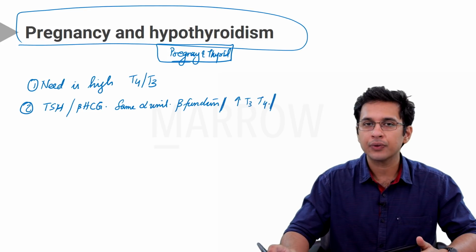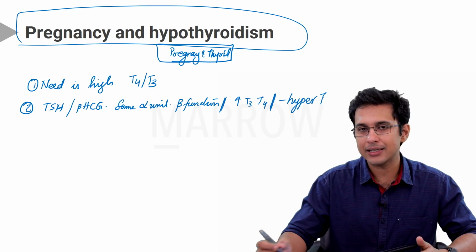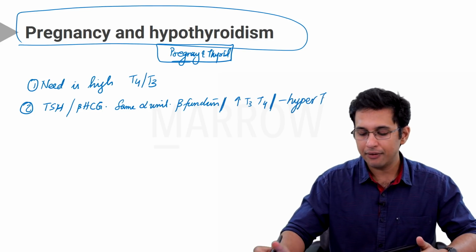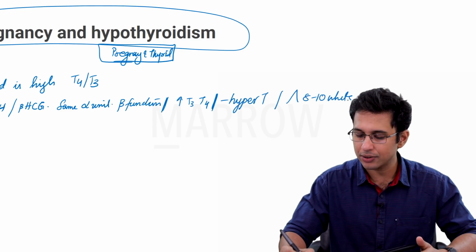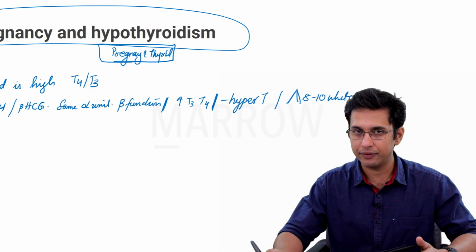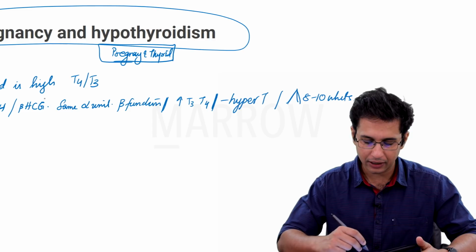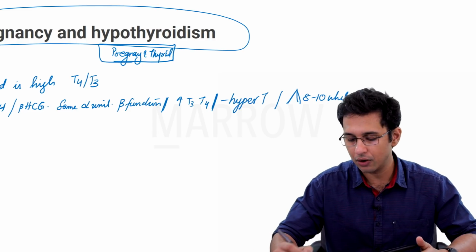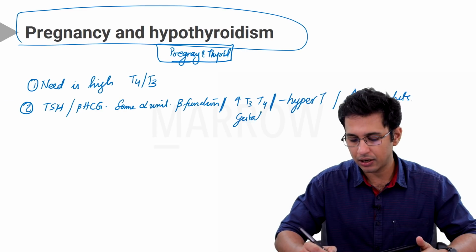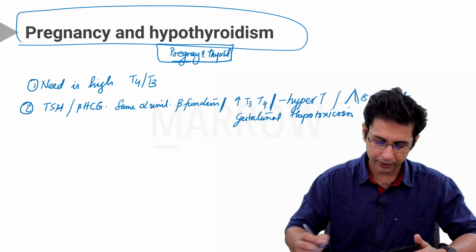Okay. What will happen then? You will get hyperthyroidism. And this is only transient because the beta HCG falls down, right? It will peak at 8 to 10 weeks. We'll see this again. So there are two MCQs here. Beta HCG peaks at 8 to 10 weeks. So this particular action of beta HCG going and acting on the TSH receptor is maximum at 8 to 10 weeks. And this condition is called gestational thyrotoxicosis. Okay, that is the second point.